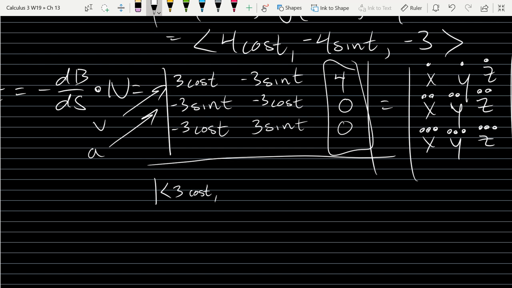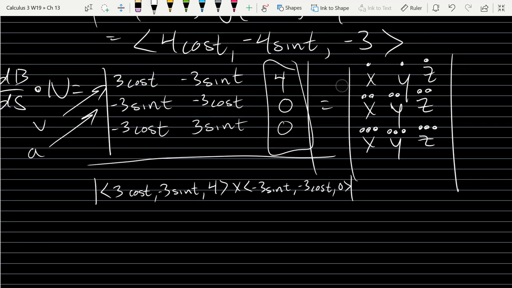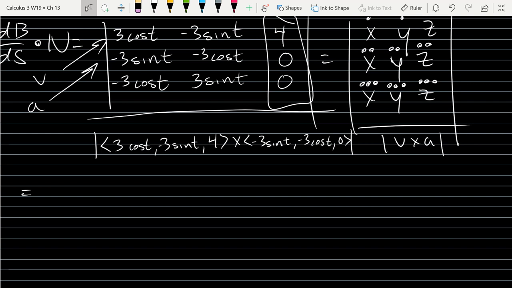So I'm just going to grab those two rows and write them as vectors. So we have 3 cos t, negative 3 sine t, 4 cross negative 3 sine t, negative 3 cos t, 0. And what we're doing is dividing by the magnitude of v cross a. Our velocity was the first derivative, the acceleration was the second derivative. So we're going to do the determinant first.